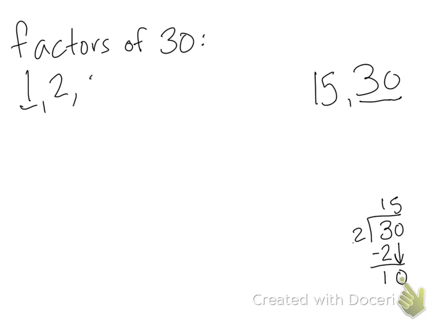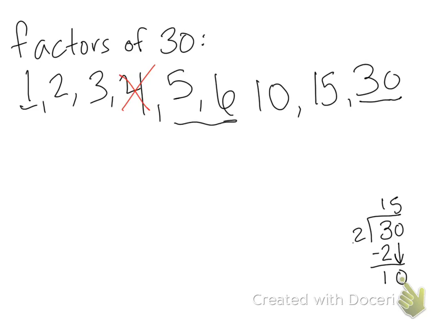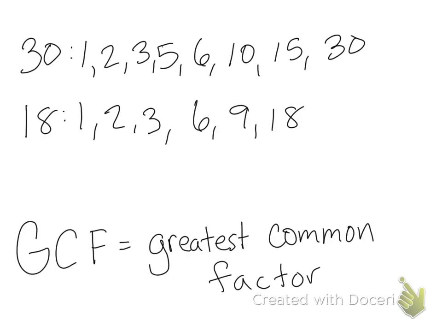Okay? Now we're going to check if 3 is. So 3 times what equals 30? 3 times 10 equals 30. So we'll check for 4. Nope, it's not. What about 5? Okay, so next we're going to try 5. Well, I know that 5 times 6 equals 30. And since 5 and 6 are next to each other, and the next number is 6, we know that I'm finished. Okay. So the factors of 30 were 1, 2, 3, 5, 6, 10, 15, and 30.